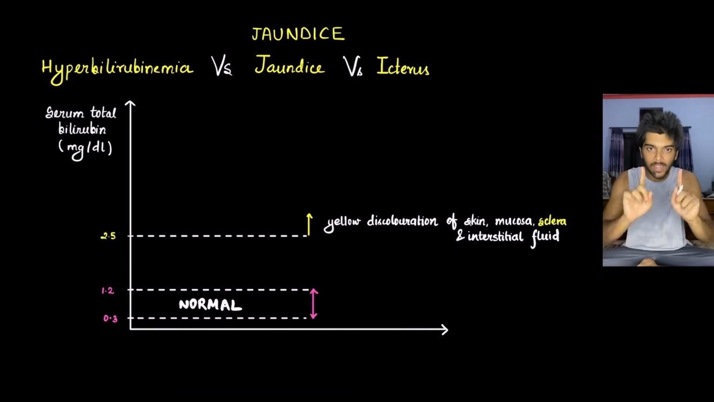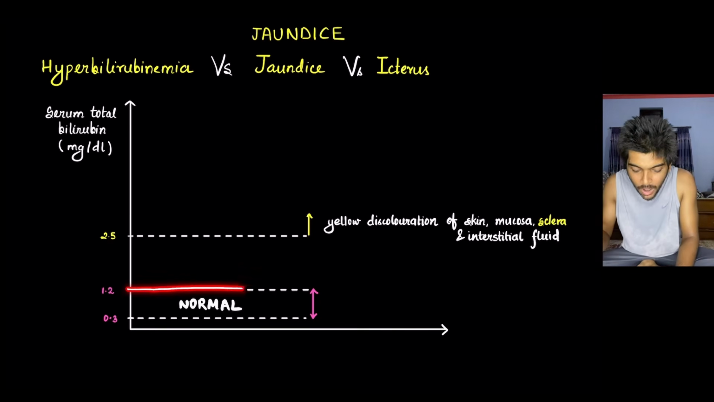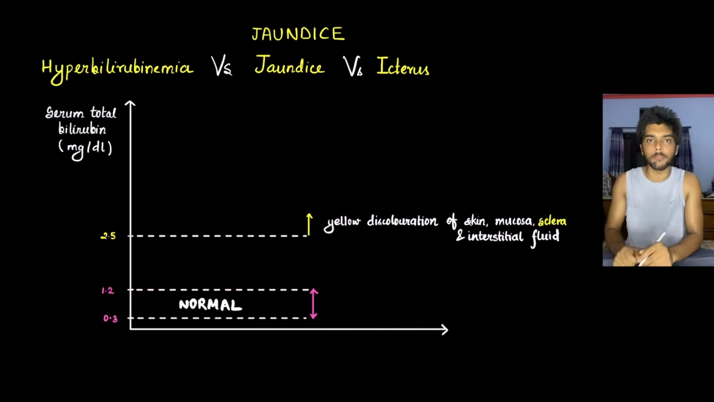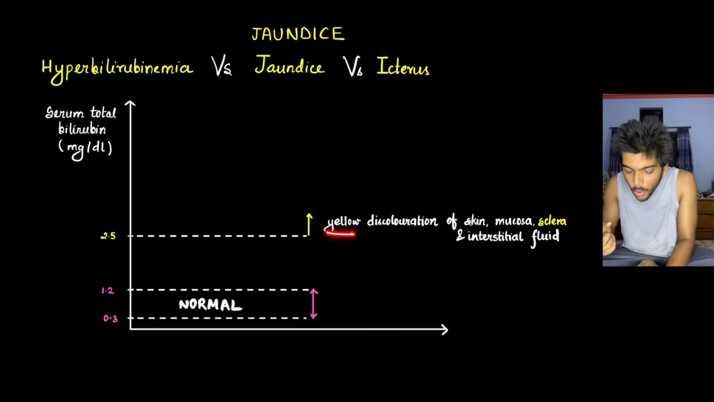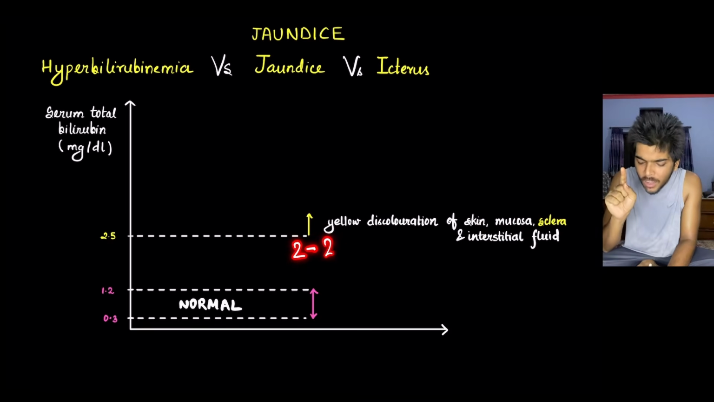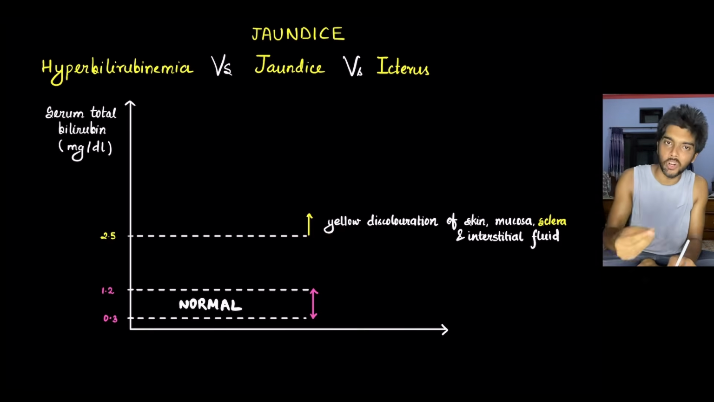So finally, the definition. First, hyperbilirubinemia. When the level of total serum bilirubin is greater than the upper normal limit, greater than 1.2 milligram per deciliter, we refer to it as hyperbilirubinemia. But the yellow discoloration of skin, mucosa, sclera, and interstitial fluid due to significant hyperbilirubinemia of at least around 2 to 2.5 milligram per deciliter is referred to as jaundice.